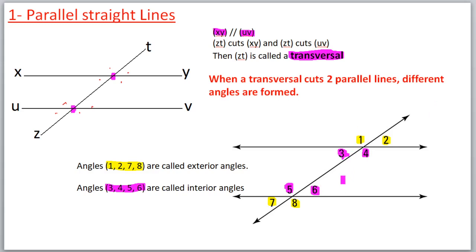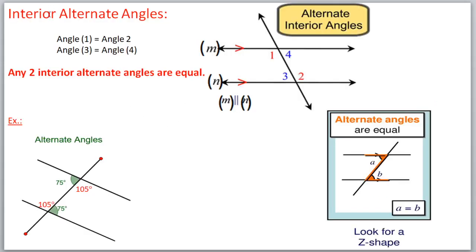So there's something called interior alternate angles. We said that the angles that are inside are called interior angles. We have a property here that says angle 1 equals angle 2 and angle 3 equals angle 4. This is called alternate interior angles. Any two alternate interior angles are equal.